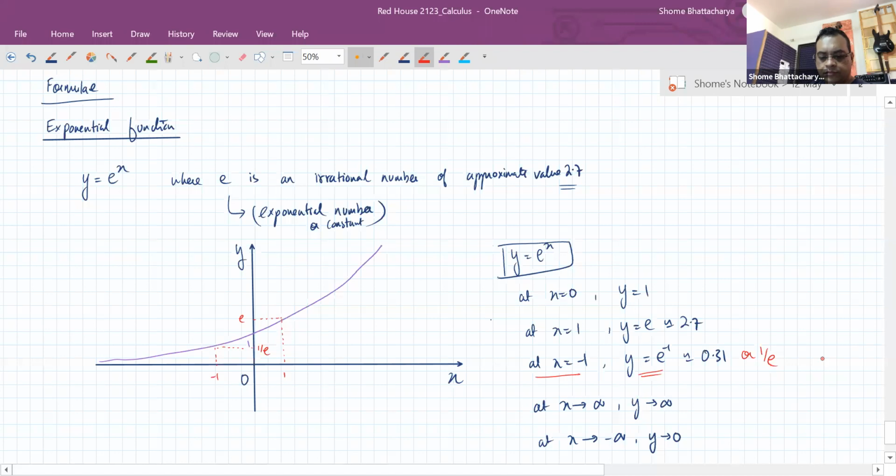Sir, how is e raised to minus 1 equal to 0.37? Because I've given you the value of e, no? So 1 upon 2.7 is 0.37 actually. If you calculate this, it's approximately 1 by 2.7, because 2.7 is the approximate value of e. Okay, clear now? Yes, sir.